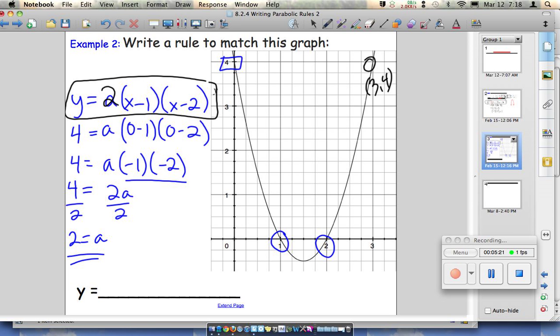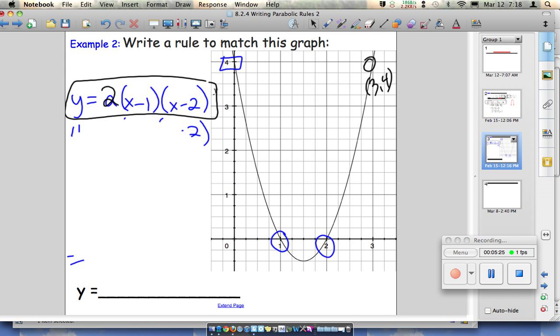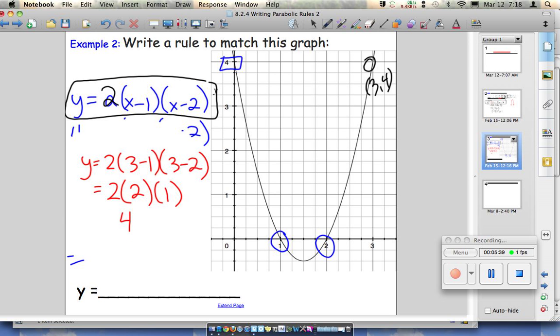If I plug in 3, I should get 4. Let's just double check that to make sure it works. Let's be thorough. We have y equals 2 times 3 minus 1, 3 minus 2. Looks like we get 2 times 2 times 1. And in fact, we get 4. So when I plugged in 3, I got an answer of 4. So this final point that we saw here did in fact work. So this is my rule.